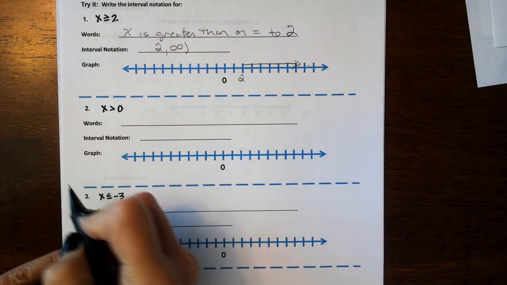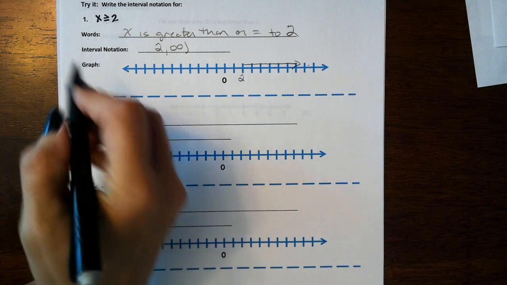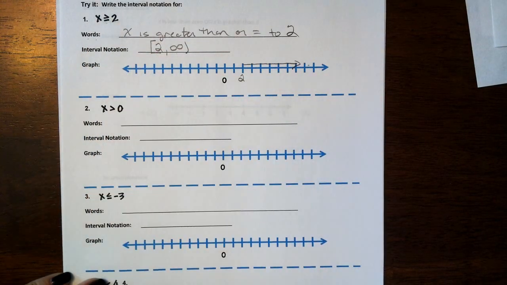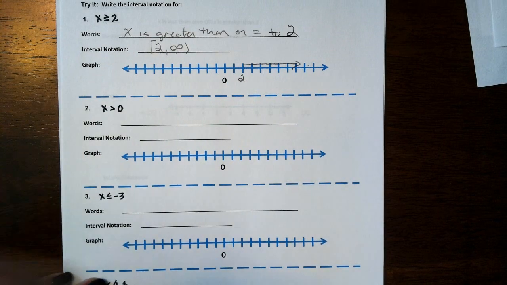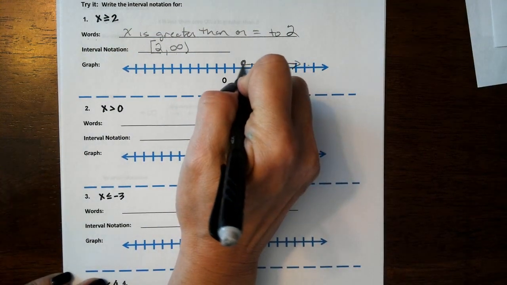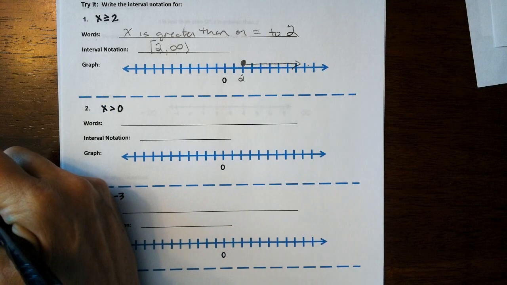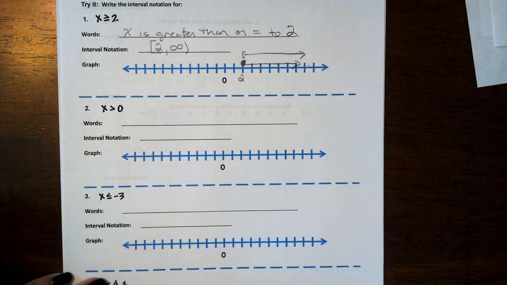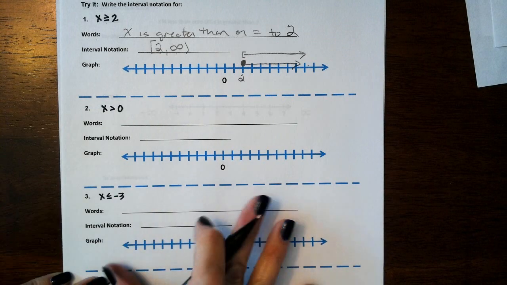Infinity always has parentheses. And since it's greater than or equal to, it's or equal to. Greater than or equal to. Okay? Of course, this would be a closed dot. All right? And again, if you wanted to get crazy, go ahead and write it that way as well. All right? Next one.